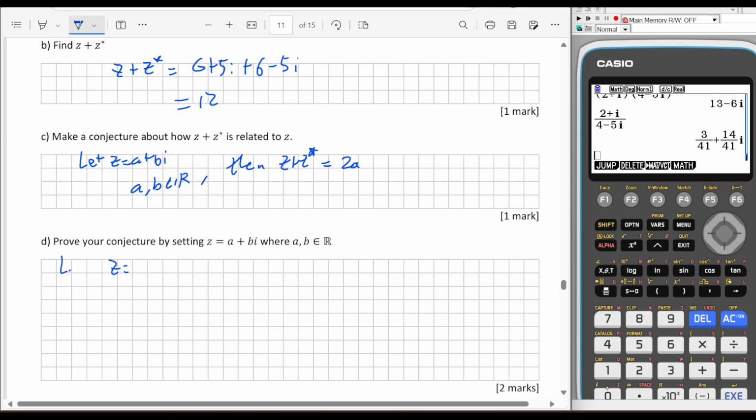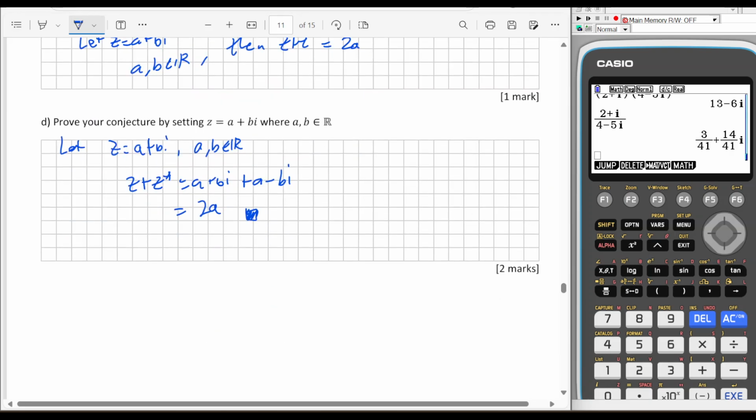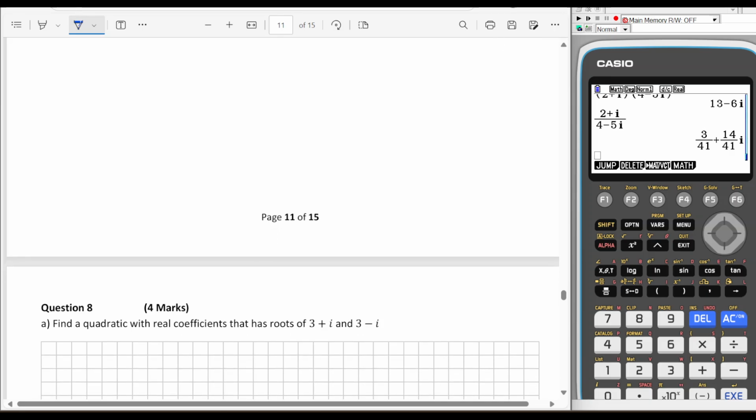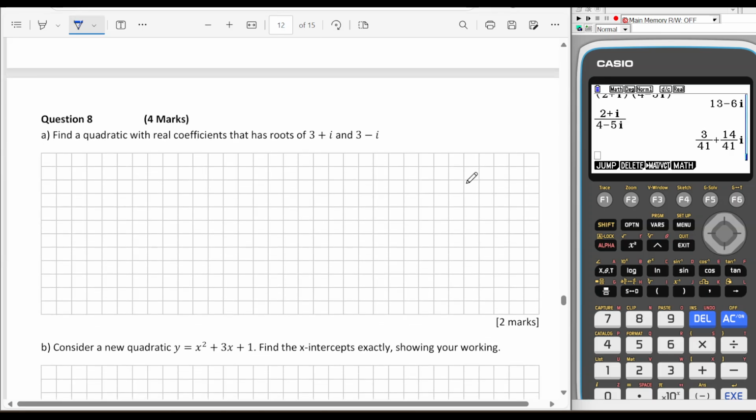So let z equal a plus bi. a and b are real numbers. z plus z conjugate is a plus bi plus a take bi, which is 2a. Done. There's our conjecture. I'd encourage you to try other conjectures. You could try z take z conjugate. You could try z times z conjugate. Just try lots of things just for conjecture practice.